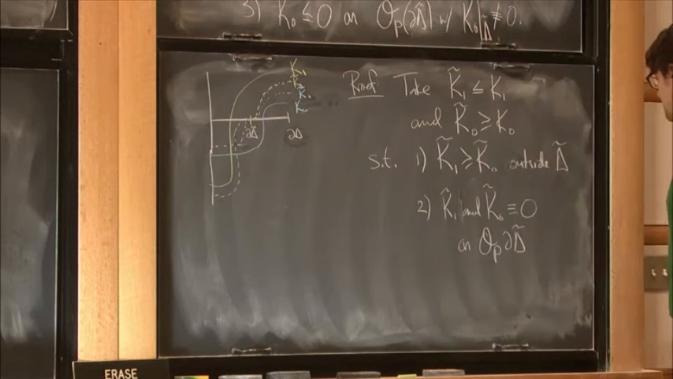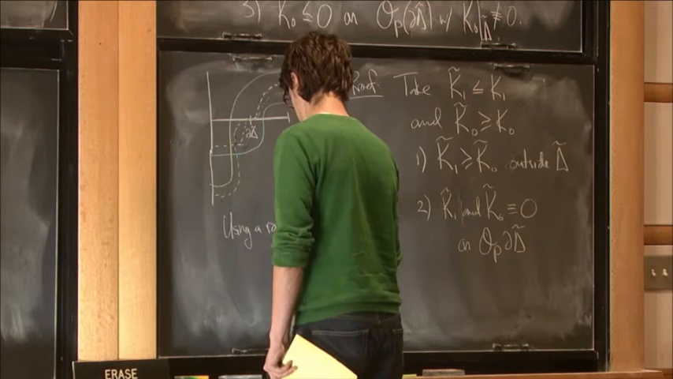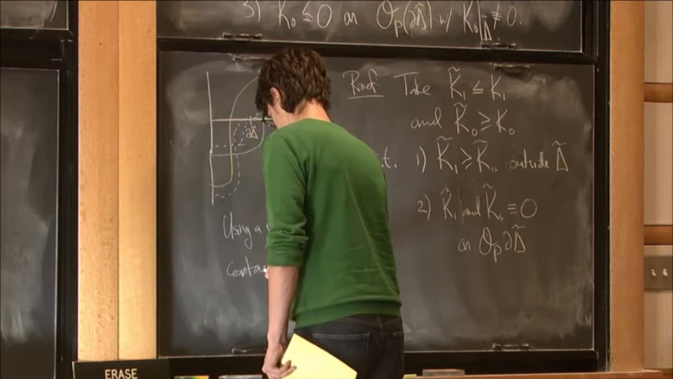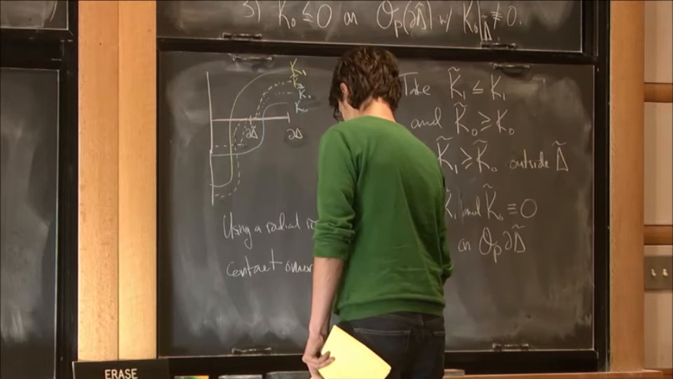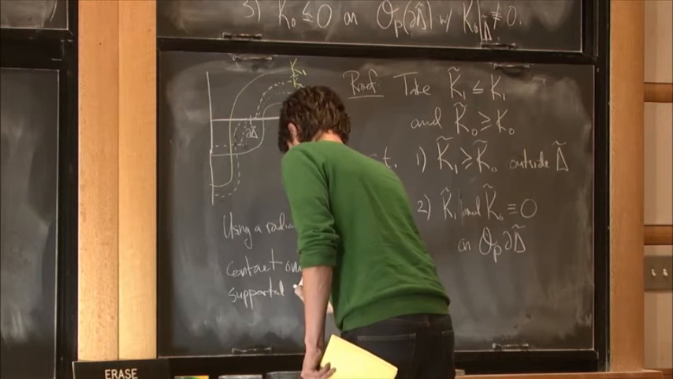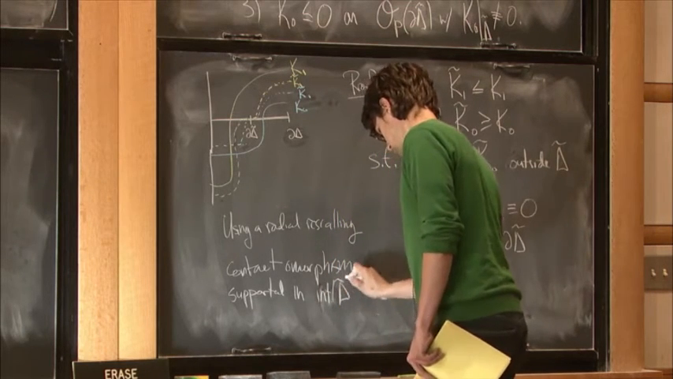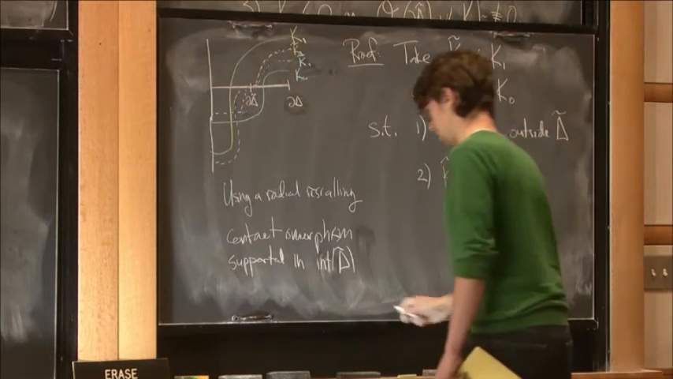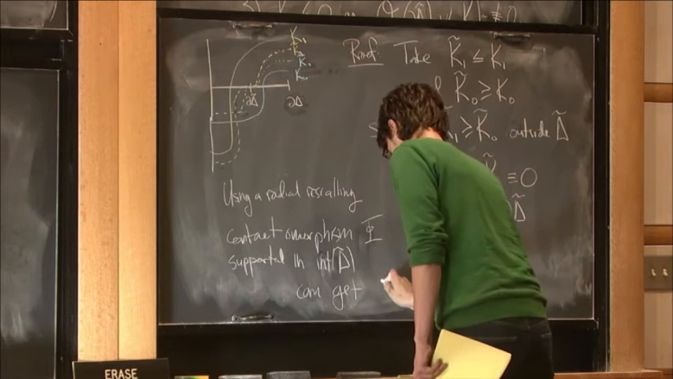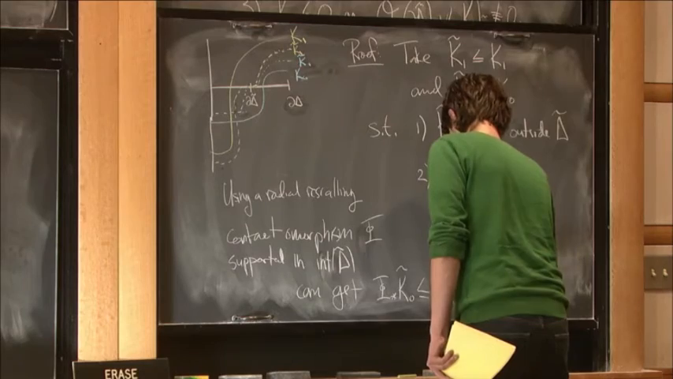And so now you prove that, using radial rescaling, a contactomorphism supported in here. Give it a name, phi, you can get phi push forward of k0 twiddle to be less than or equal to k1 twiddle.